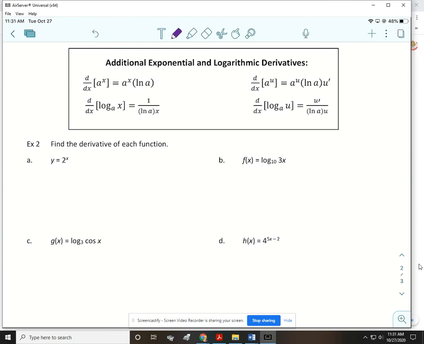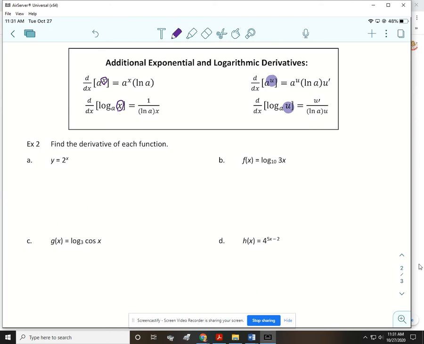So I wrote it 2 different ways. I wrote it when the exponent is just x, or the argument is just x. And then I wrote it when the exponent is an expression other than x, or the argument is also. So basically on those, you're just multiplying by the derivative of that u using the chain rule.